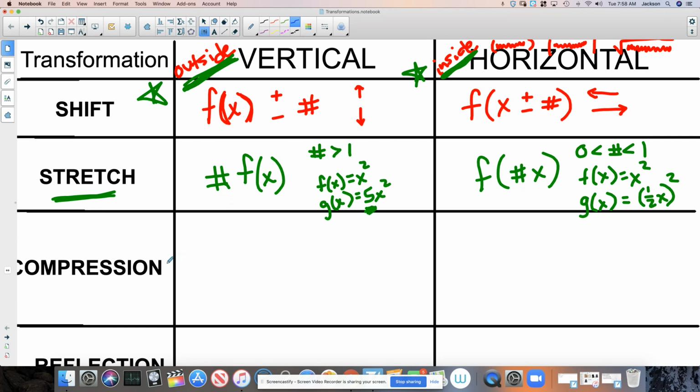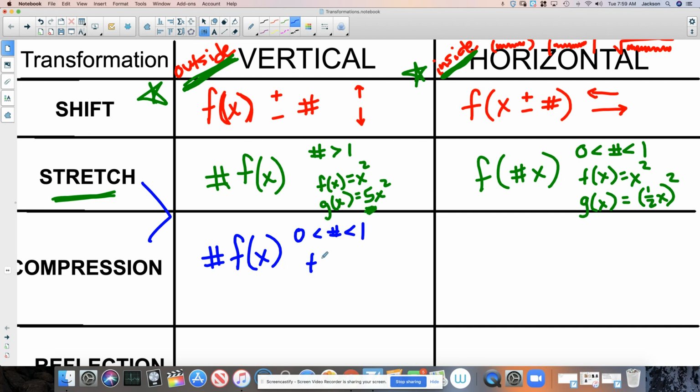So we said compressions are related to stretches, so these two go hand in hand, because when we see a compression, we still see a number that's being multiplied. So this is going to look the same as our vertical stretch, where there's a number in front of the function. The only difference here is, just like with stretching, we said if the number's big, it's going to stretch the graph. Well, in this case, we're looking at a number that's between 0 and 1. So again, fractions, 1/2, 2/3, decimals, 0.2, 0.4, those are all examples of numbers between 0 and 1.